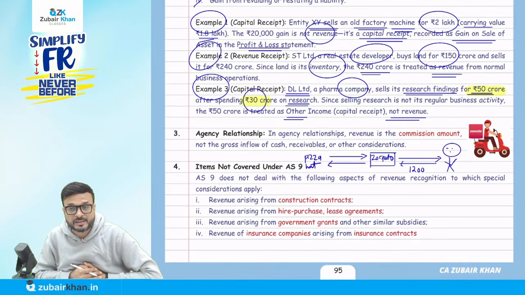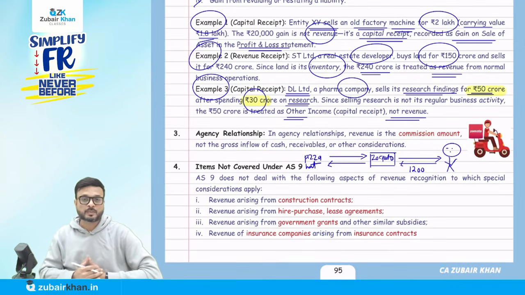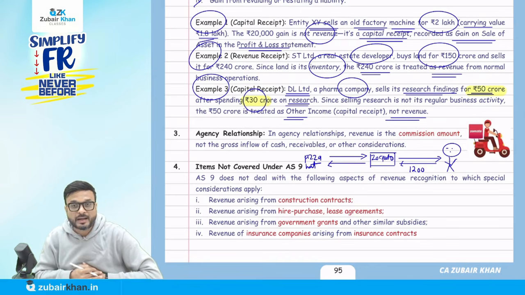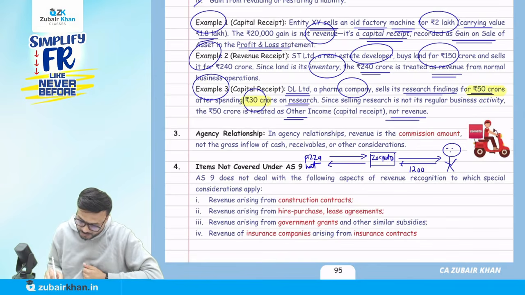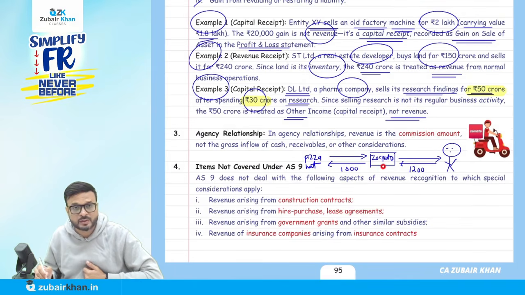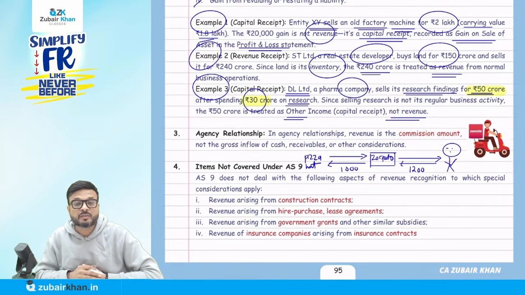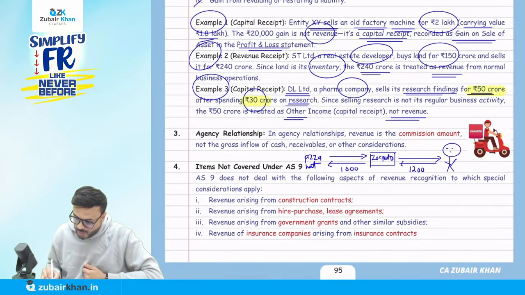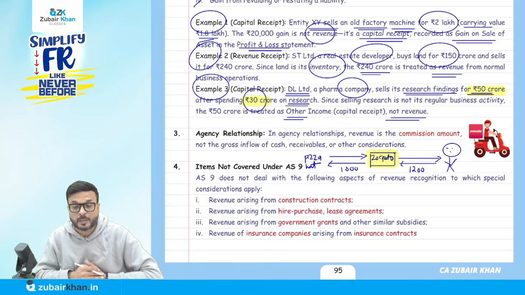You place an order through Zomato. You paid to Zomato. Now Zomato is going to pay, suppose, 1,000 rupees to Pizza Hut. Then Pizza Hut will give the pizza to Zomato and Zomato will deliver it to you. How much revenue is going to be recognized by Zomato? We are talking from Zomato's point of view. So how much revenue is going to be recognized by Zomato in their books of account?